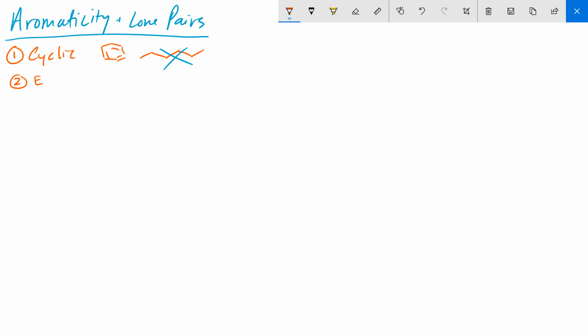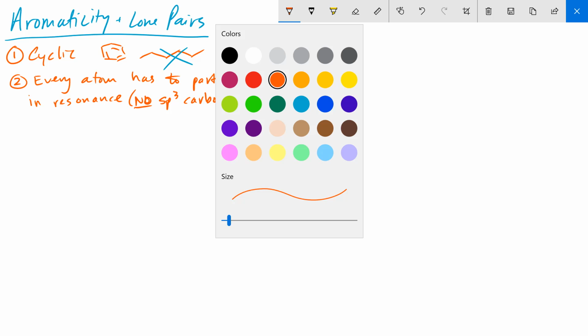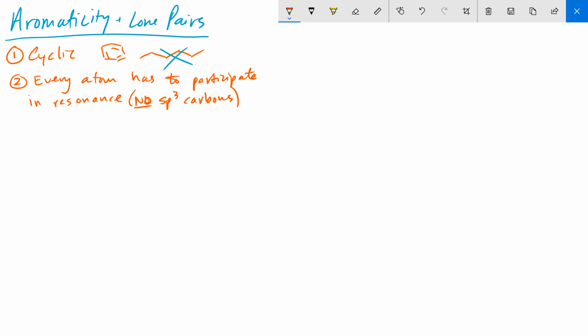Second check is that every atom has to participate in resonance. In other words, there can be no sp3 carbons. sp3 carbons you can think of as like stop signs. They stop resonance electron sharing in aromatic compounds, so they prevent aromaticity. Let's look at a couple examples really quick of that.